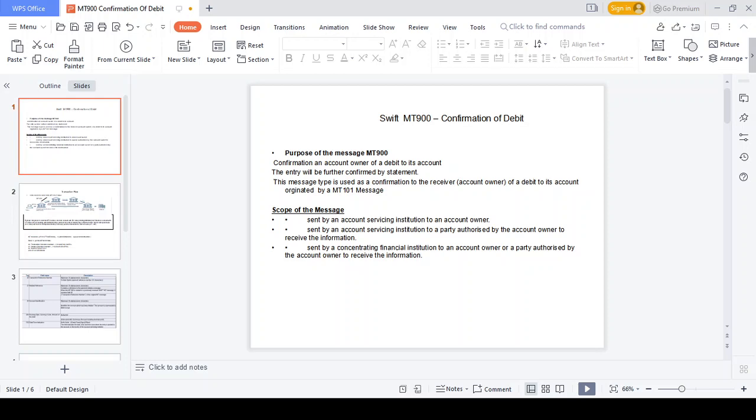Scope of the message. As I already said, this message works at each and every phase. Suppose ordering institution, sender correspondent, receiver correspondent, beneficiary: at all these phases we generate the MT900 message based on the condition, direct banking relationship or indirect banking relationship. How does it work in a direct banking relationship, and how in an indirect one? We will look at that in the next slide.